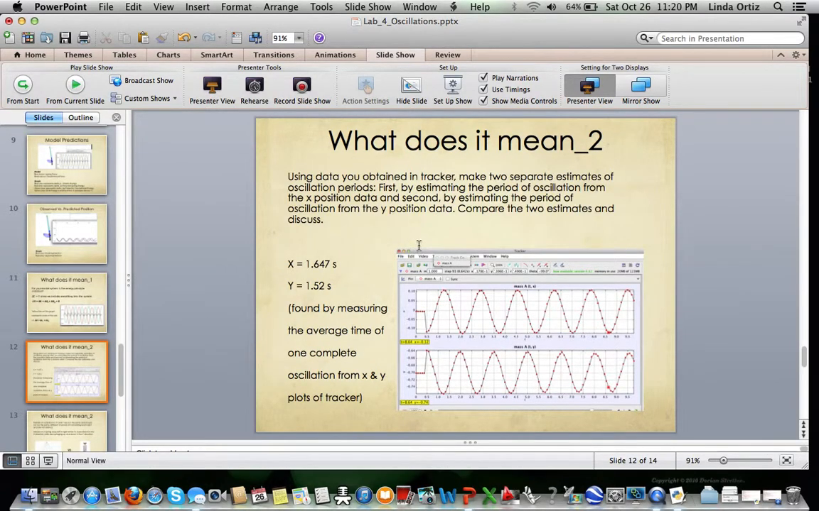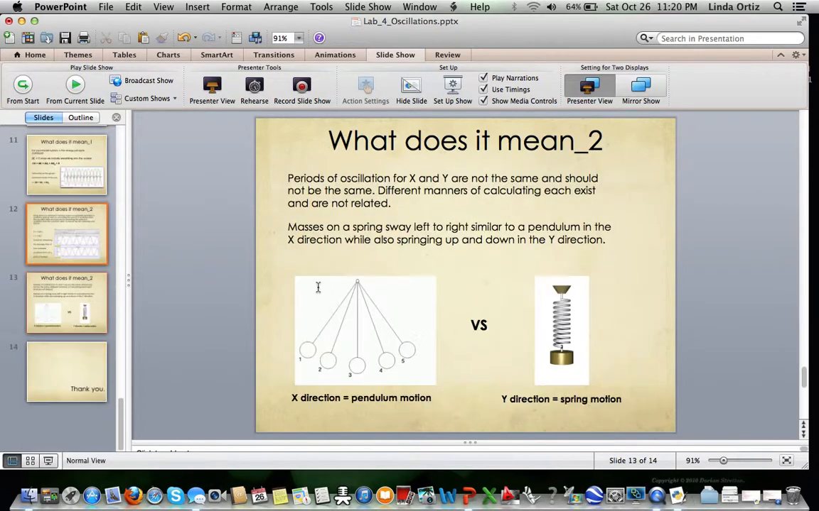Using data you obtain in Tracker, make two separate estimates of oscillation periods. First by estimating the period of oscillation from the x position data, and second by estimating the period of oscillation from the y position data. Compare the two estimates and discuss. Well, I found the average time of one complete oscillation from the x and y plots in Tracker. X was 1.6, greater than the y oscillation of 1.52, and this is perfectly fine.